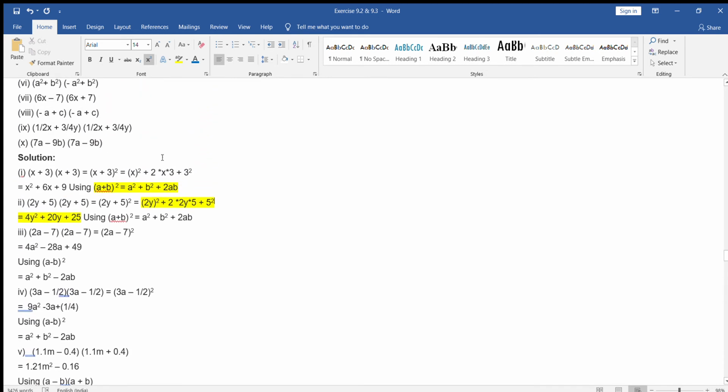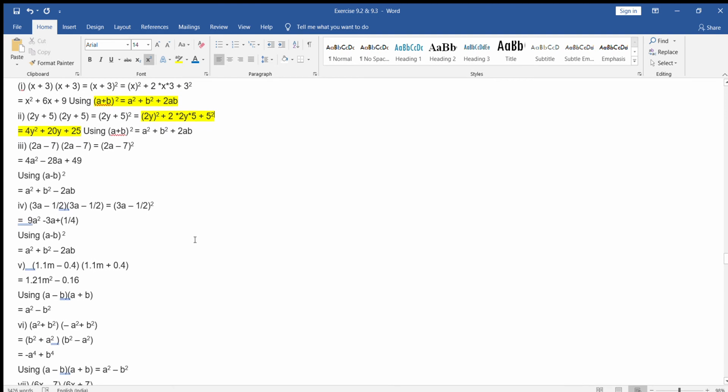So just see, these two questions are regarding the identity (a plus b) whole square. On seeing the question, you have to find out which identity you are using. For example, this fifth part, just have a look here. Just see this fifth part carefully.